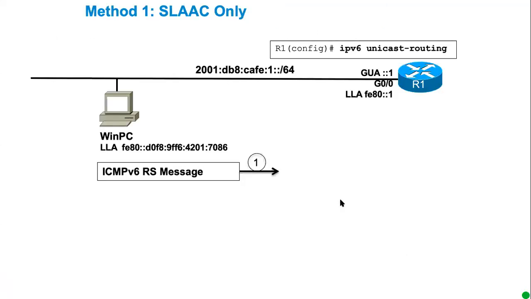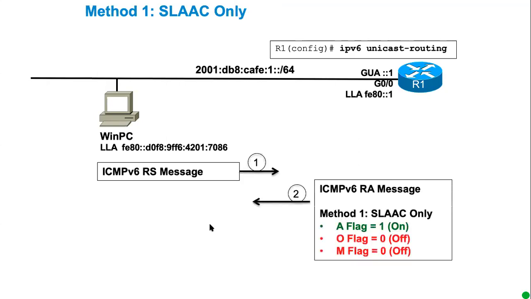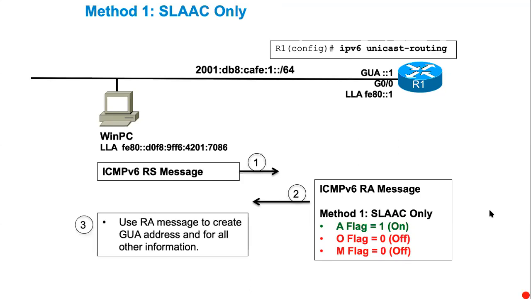Okay, so SLAAC only. Here's an example. The device sends out the router solicitation message. The router sends back a router advertisement message, which in this case is SLAAC only. The A flag is set to 1, and the O and M flags are set to 0 or off. The device will then use the information in the RA message to create its own addressing information, and won't consult any kind of stateless DHCP server or stateful server for any other information.